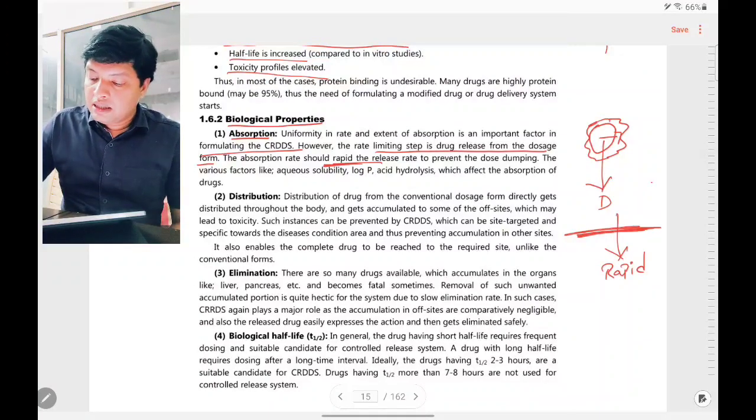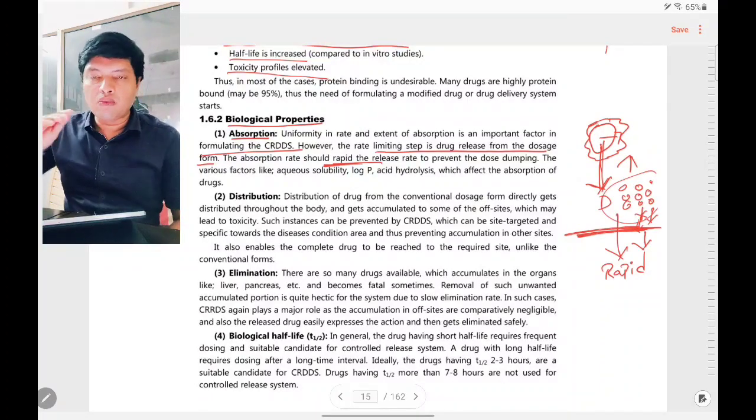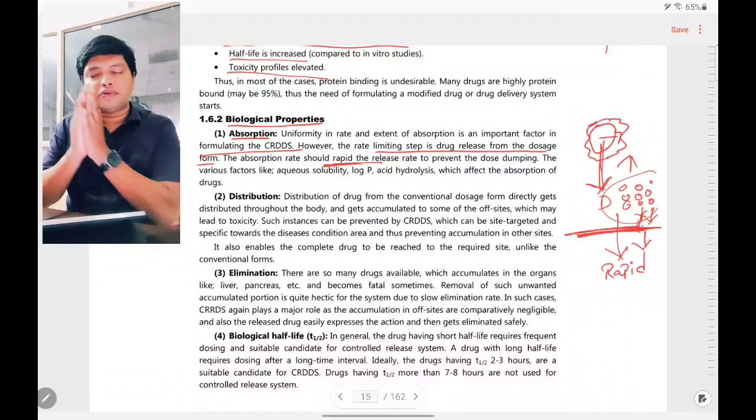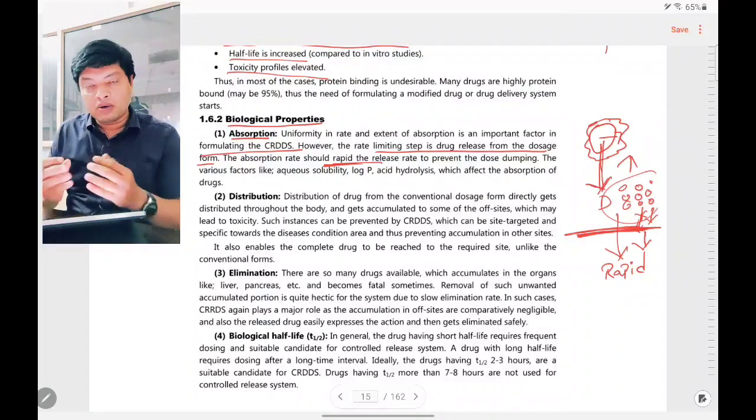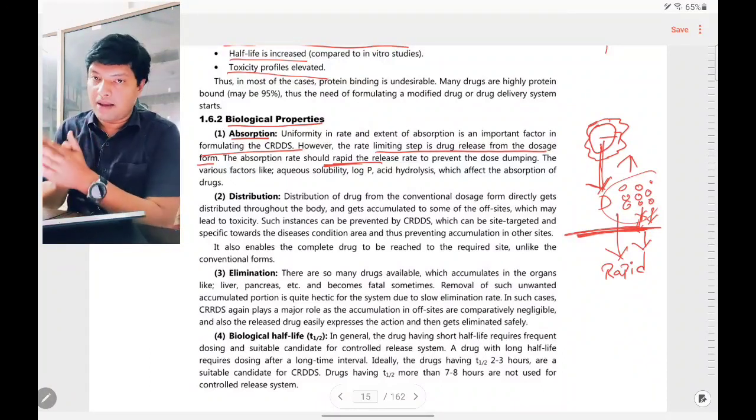Why? Because the absorption should be more than the release rate of the drug. If the release is more and absorption is less, the drug will be released more, and because absorption is less, it starts accumulating in the release site, causing dose dumping. We call it dose dumping. I don't want that to happen. So what I assume is absorption is rapid, because I am controlling the release of the drug from the dosage form.